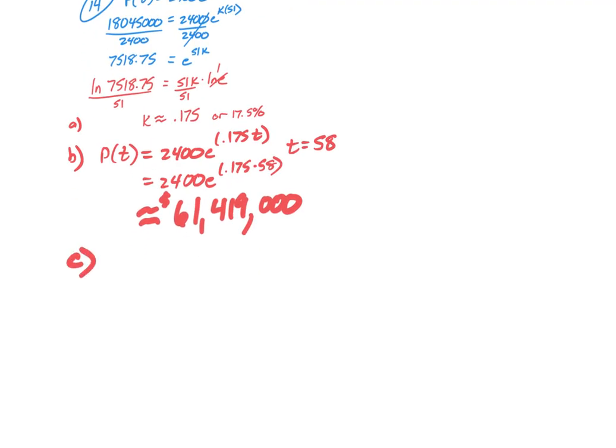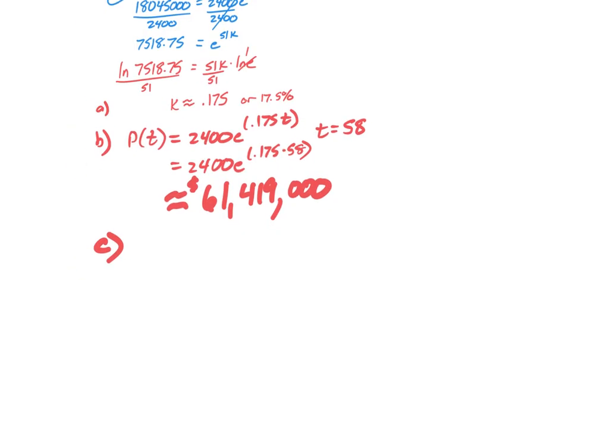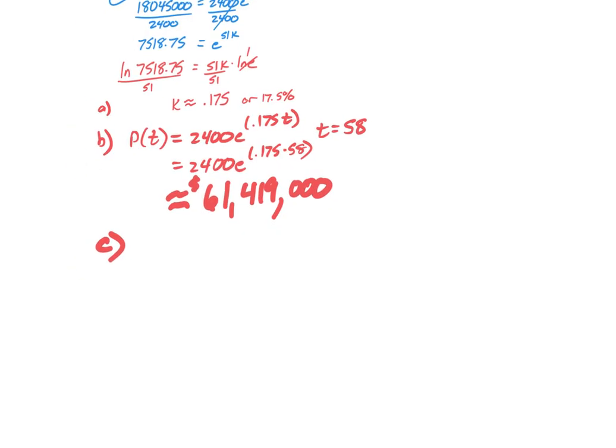Okay, so then part C, what is the doubling time for the value of the car? Okay, so I'm going to show you how this works, and then I'm going to show you the easy way to do this from here on out. The doubling time means how long did it take that car to double? Well, initially it was $2,400, right? So double of 2,400 would be 4,800.